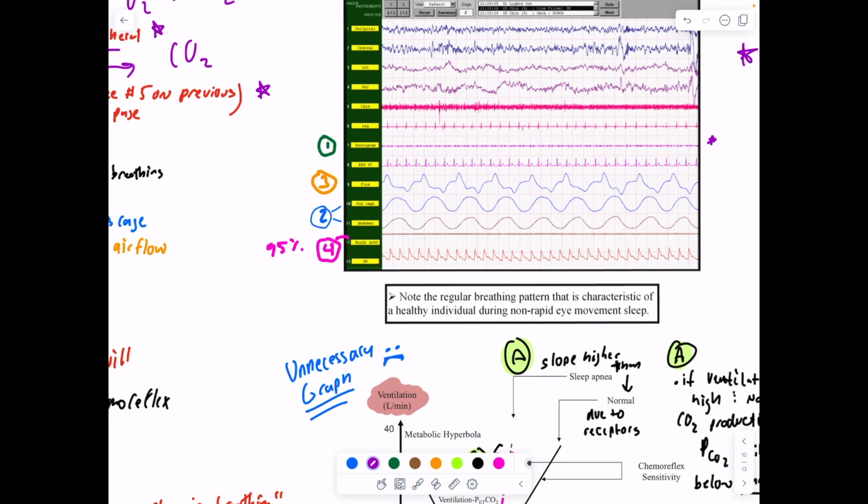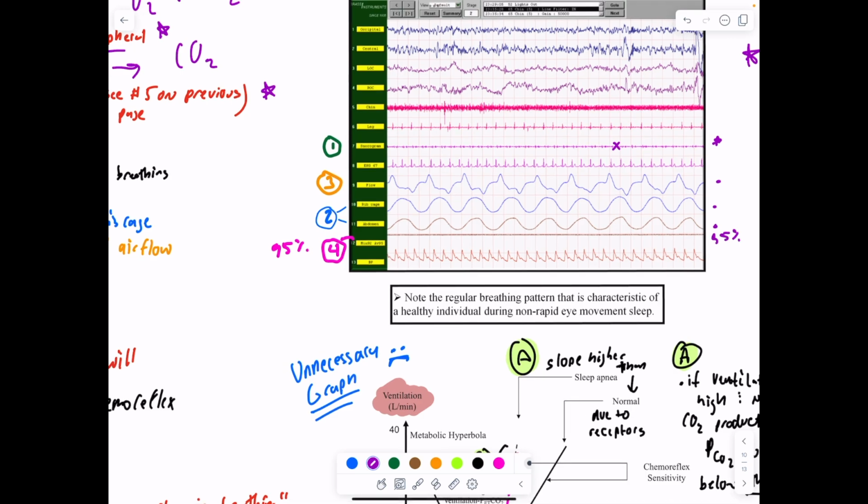Our snoring is kind of kept to a minimum. It's not abnormal. Flow through the nose and mouth is consistent. Rib cage and abdomen are moving consistently. And then here, our O2 concentration is about 95%.